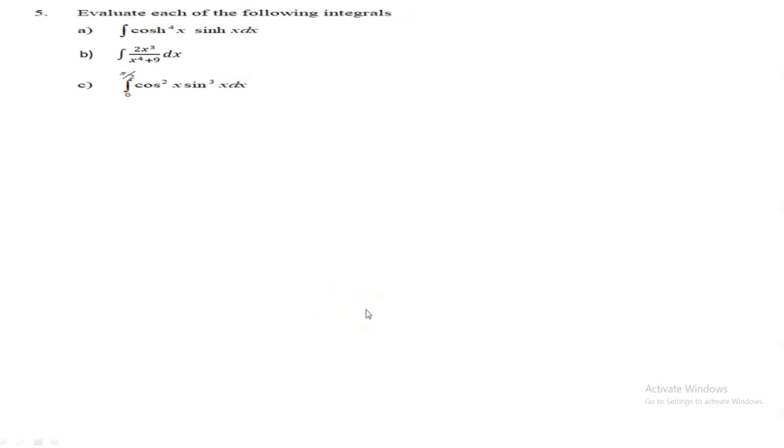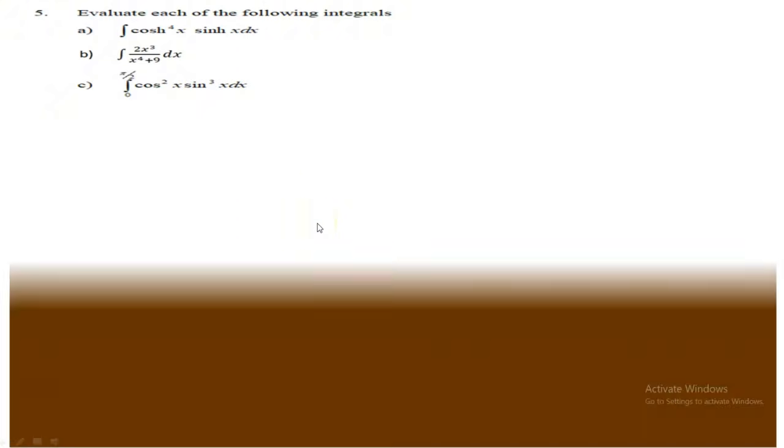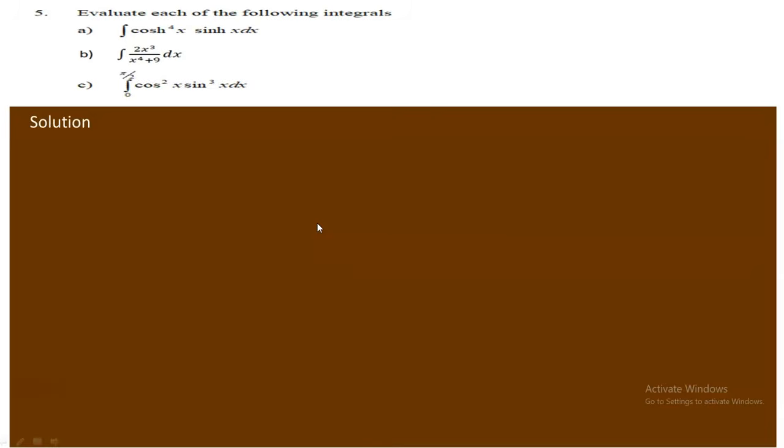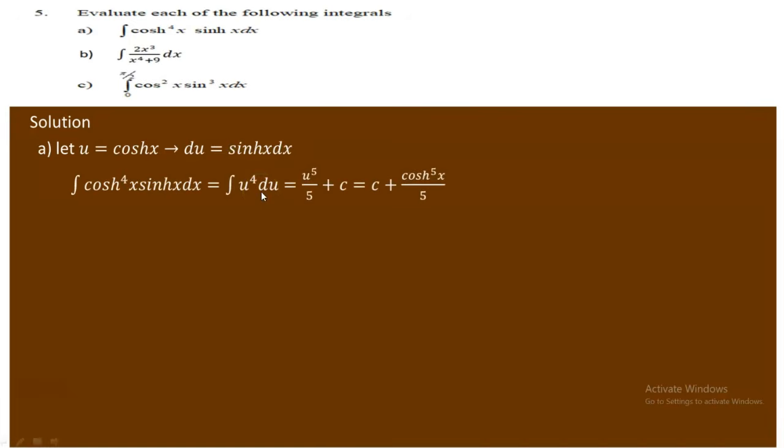What comes next is question number 5, and you are asked to evaluate this. So simple. What we need to do is apply those important techniques of integration. For the first one, use integration by substitution. Let u be cosh of x. Its derivative with respect to x is sinh x dx. So this is the question we have.